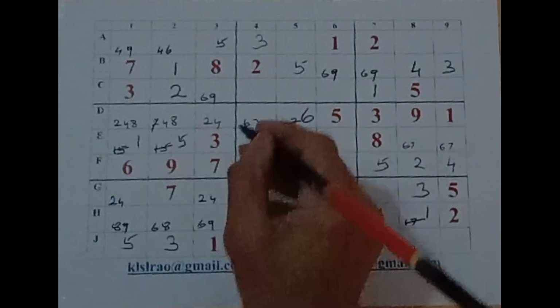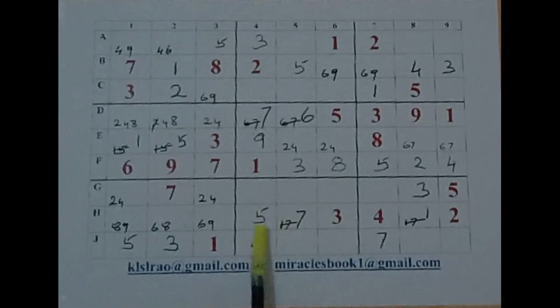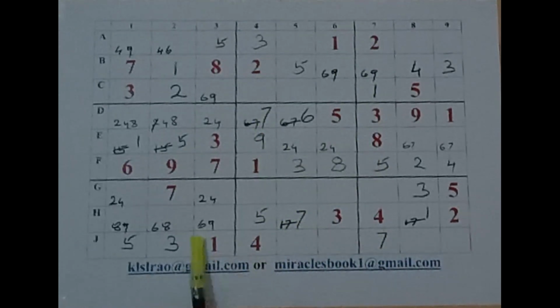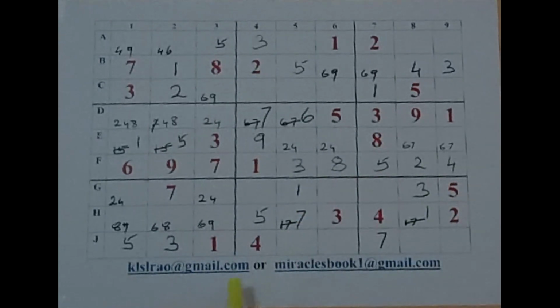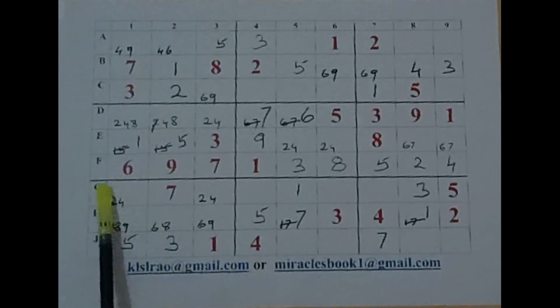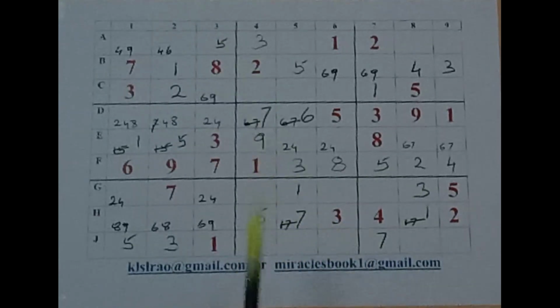6 there. And 7 here. Okay. And then what else happens? Look at this box now. We have got 1 there and 1 there and 1 here. That means this is a place for 1, and what about 2? 2 here, 2 here, 2 places for 2, okay.